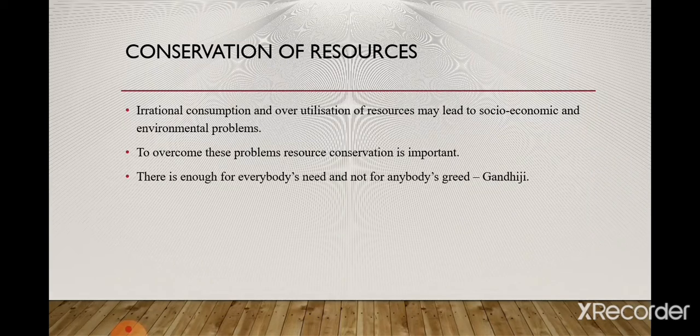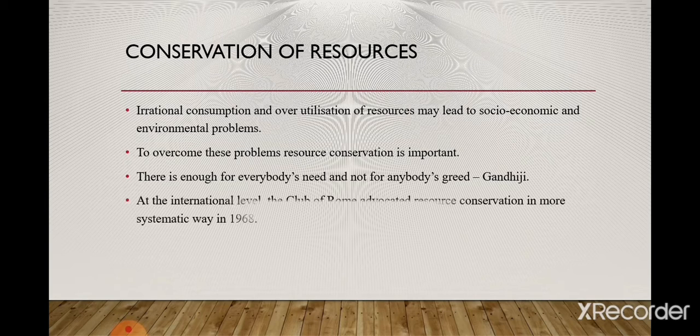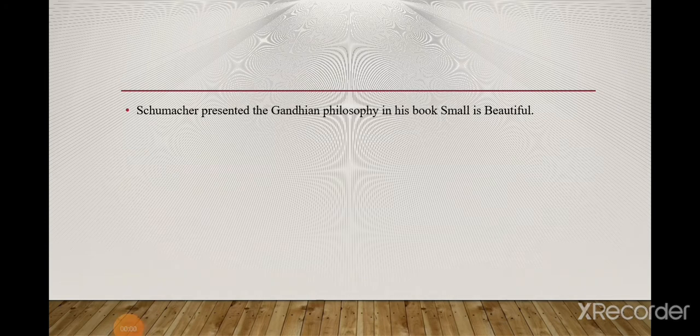Gandhi said, there is enough for everybody's need and not for everybody's greed. So the conservation of resources is important. At the international level, the Club of Rome advocated resource conservation in a more systematic way in 1968. Schumacher presented the Gandhian philosophy in his book Small is Beautiful in 1974.